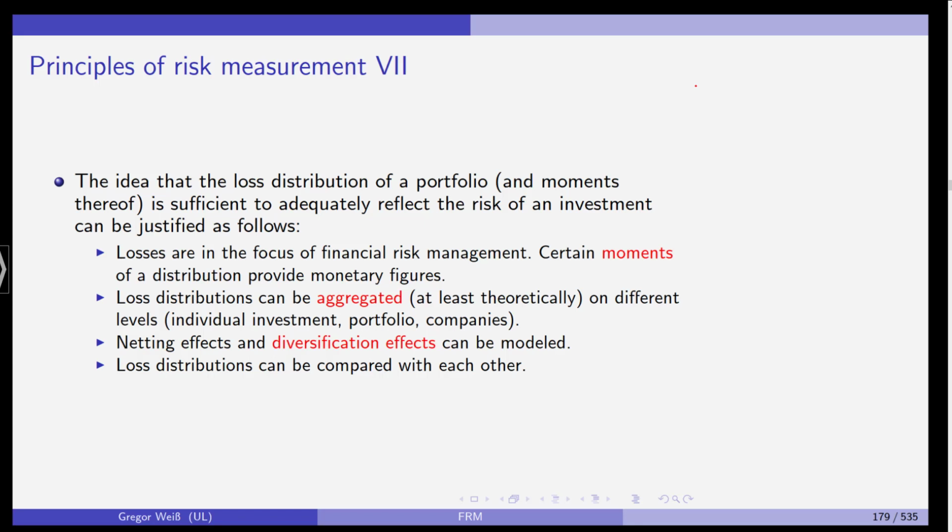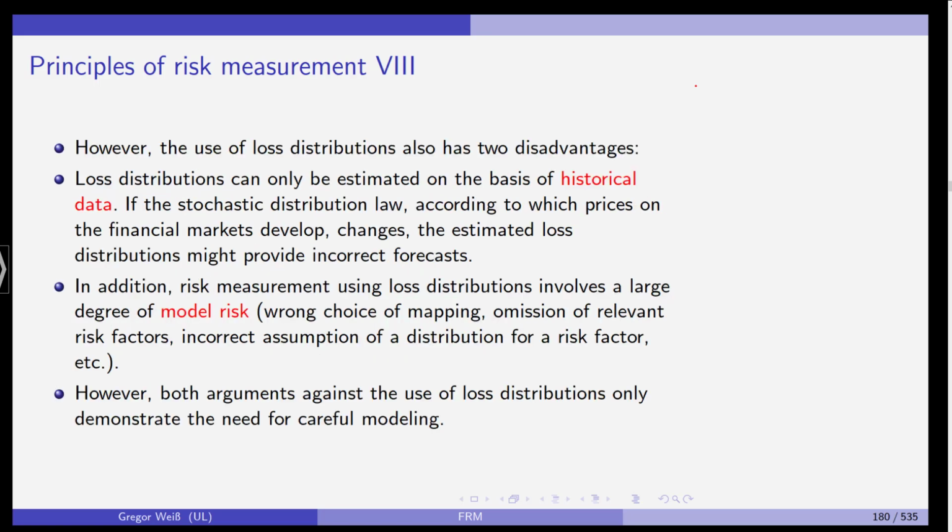The loss distributions can be aggregated, at least theoretically. You can say take X and Y. X plus Y gives you a new loss distribution. And you can also look at the joint distribution, and we'll have an example for that later on. So by aggregating loss distributions, you can have a look at netting effects and diversification effects, and you can compare loss distributions to each other. That's nice. However, loss distribution and the use of loss distributions also has two major disadvantages.